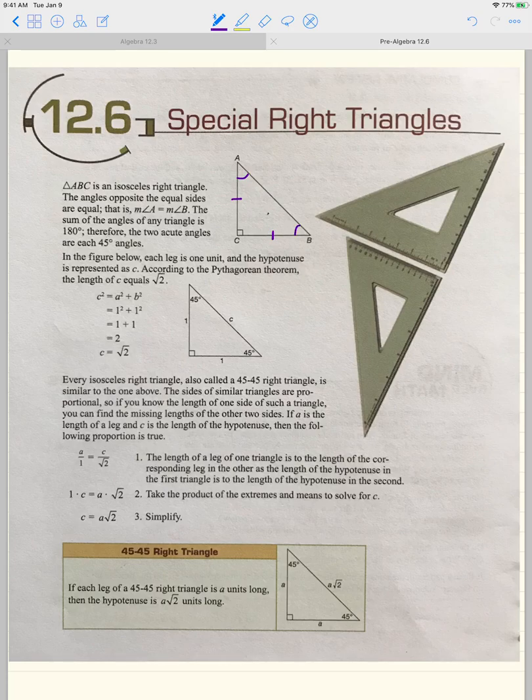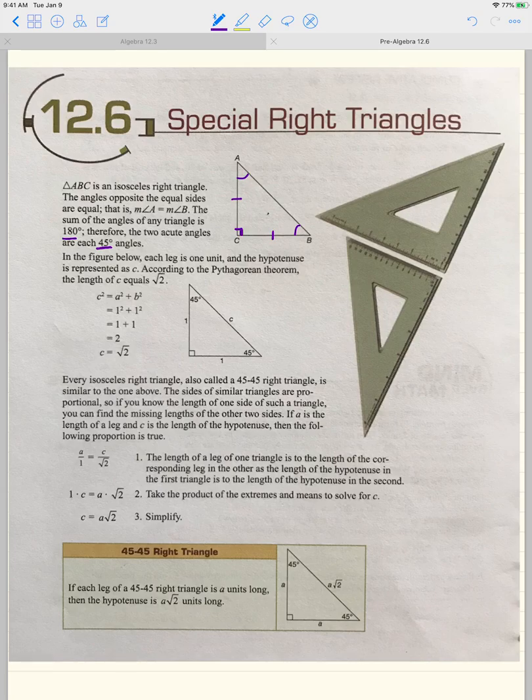The sum of the angles of any triangle is 180 degrees, and we know that this one is 90 degrees. So if angle C is 90, that means A and B together must be 90. If they are equal to each other, then we divide that 90 by 2 to figure out how much each one of those angles is, and that means they are each 45 degrees.